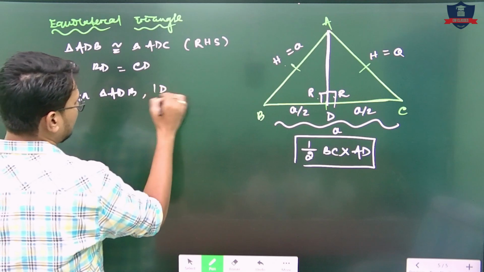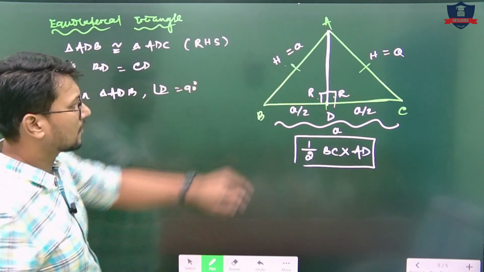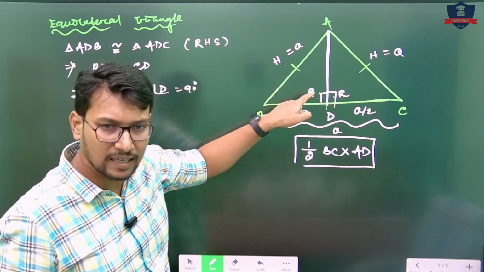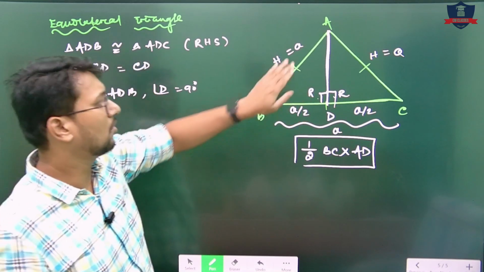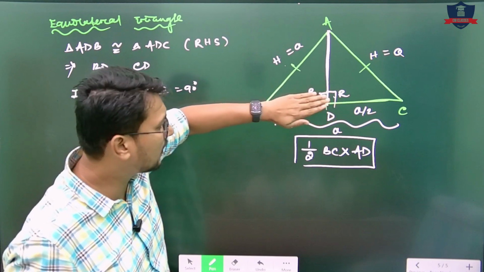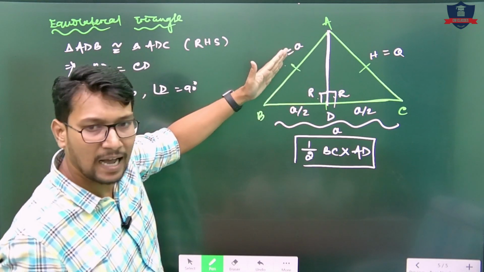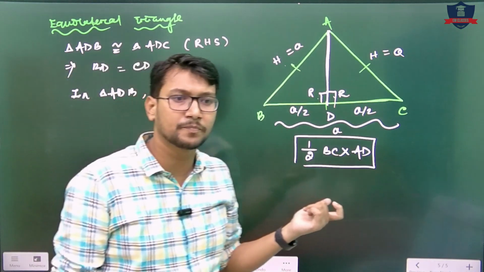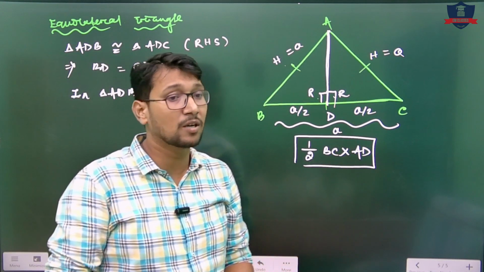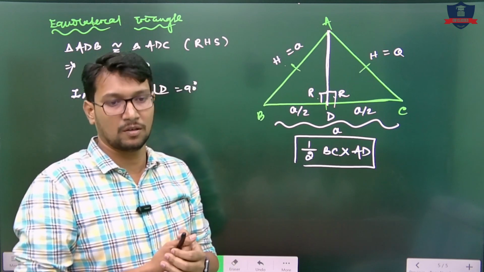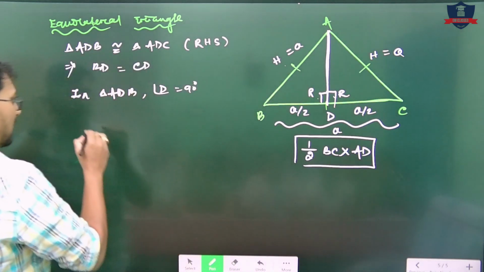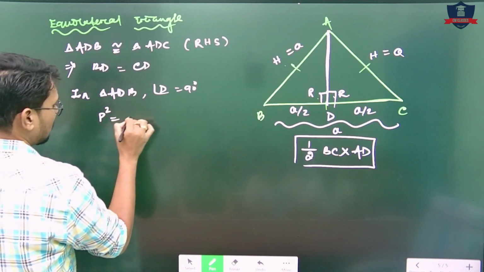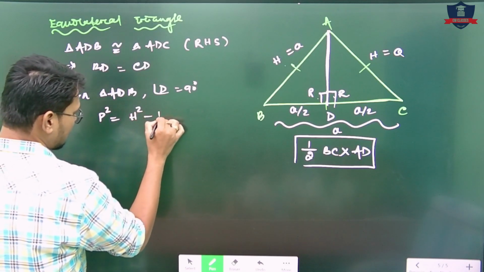Right? So tell me, in triangle ADB, angle D equals 90 degrees, right? In triangle ADB, angle D is 90. So this is the perpendicular, this is the base, this is the hypotenuse. So we can find the perpendicular by which theorem? Pythagoras theorem. So by Pythagoras theorem, what is P square? P square equals H square minus B square.